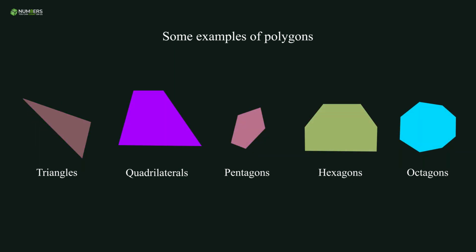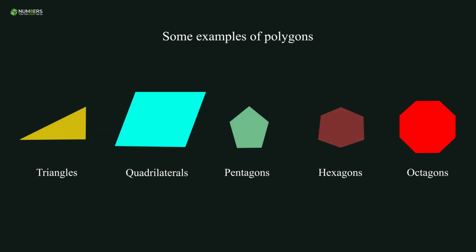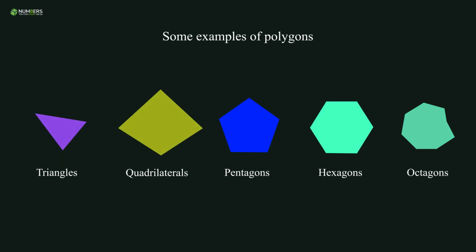What is a regular polygon? A polygon is an enclosed shape with straight edges that has three sides or more. Some examples of polygons are triangles, quadrilaterals, pentagons, hexagons, octagons, and so on.